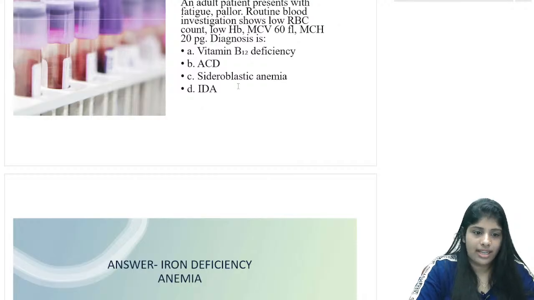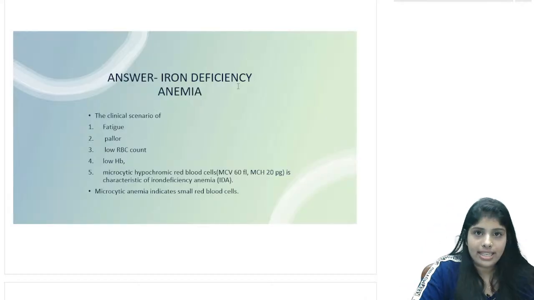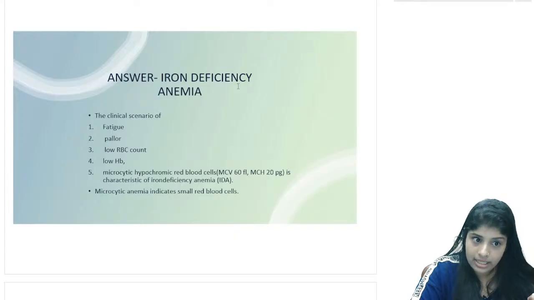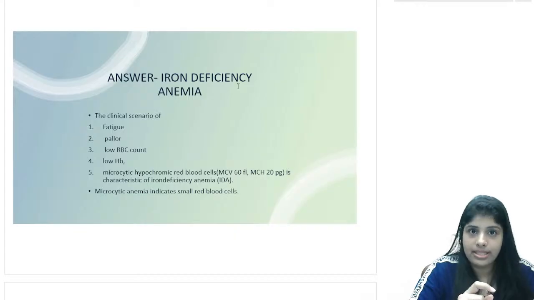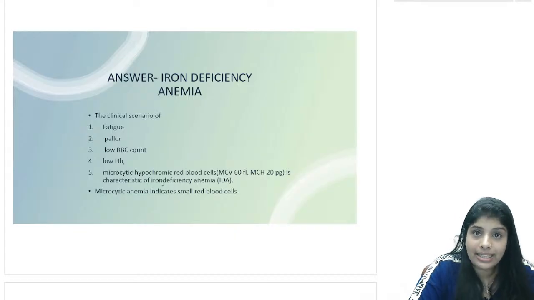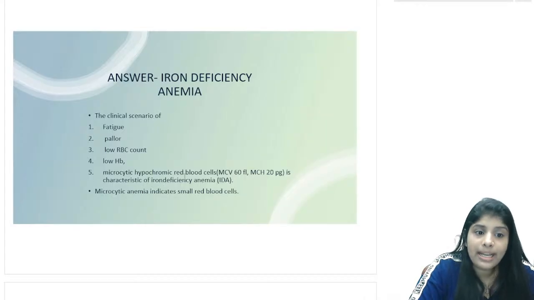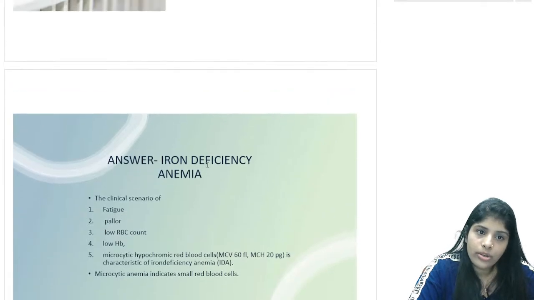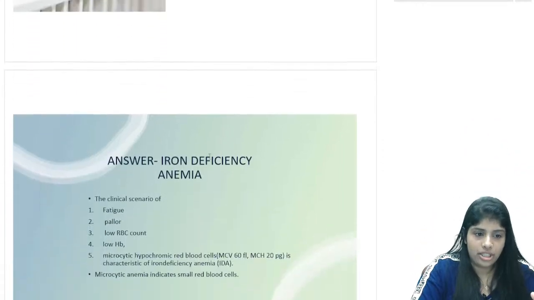What is IDA? Iron deficiency anemia. In the clinical scenario given in the question, the person has fatigue, pallor, low RBC count and low Hb. This comes under iron deficiency anemia. Most importantly, the RBC is microcytic hypochromic, that is, the size is decreased, and hypochromia means the color will be paler compared to a normal RBC. So this scenario speaks about iron deficiency anemia. The answer is iron deficiency anemia, but let's see all of these in short form, like a nutshell.